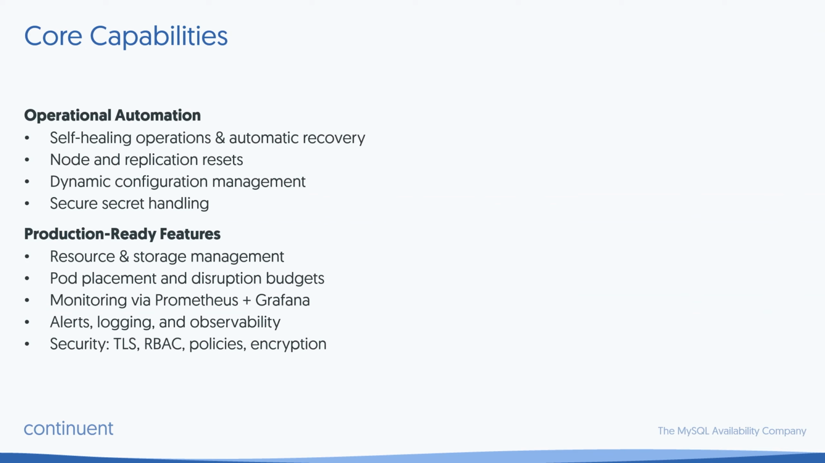For observability, it integrates directly with Prometheus and Grafana for metrics and dashboards, along with proactive alerts and structured logs. Finally, strong security is built in: TLS for encryption, Kubernetes role-based access control, network policies, and secret encryption to protect sensitive data. Altogether, these capabilities make Tungsten Operator a complete, production-ready solution for managing Tungsten clustering with MySQL clusters in Kubernetes.